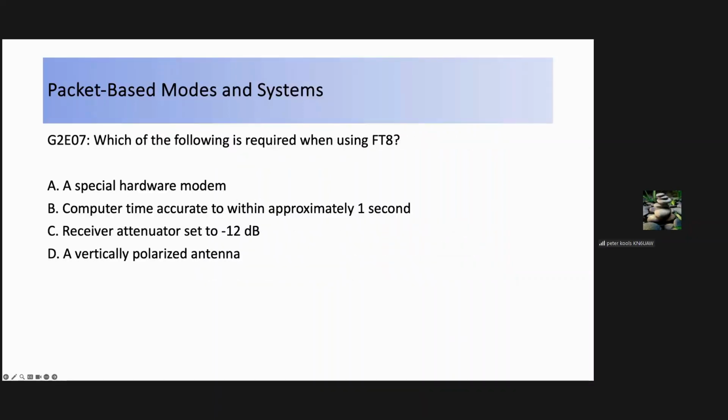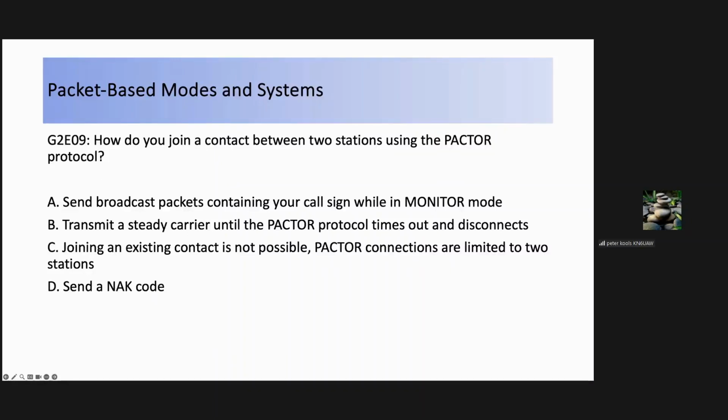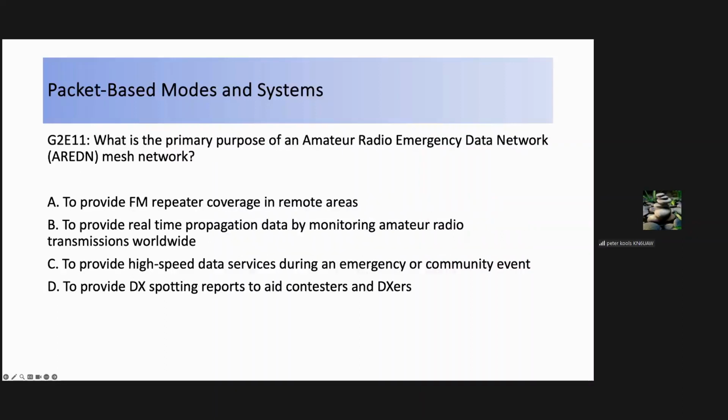Which of the following is required when using FT8? Computer time accurate to within approximately 1 second. How do you join a contact between two stations using the backdoor protocol? You don't. Joining an existing contact is not possible. Backdoor connections are limited to 2 stations. What is the primary purpose of an amateur radio emergency data network, mesh network? It's to provide high-speed data services during an emergency or community event.